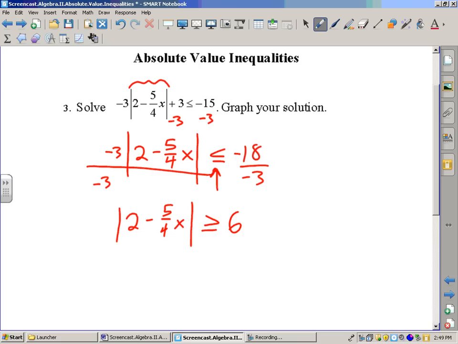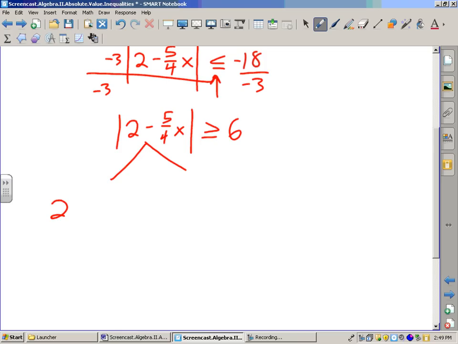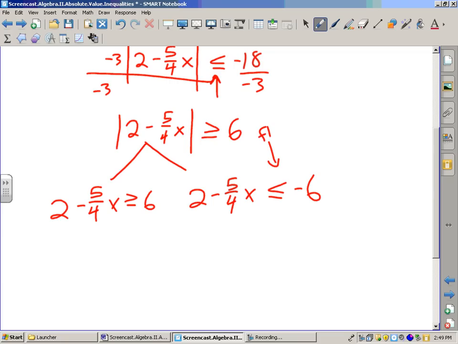And now I'm ready to split it into my two solutions. So let me go down the board a bit. I have 2 minus 5/4 x is bigger than or equal to 6, and 2 minus 5/4 x is less than or equal to negative 6. Make sure that you flip this and you get the opposite sign here.